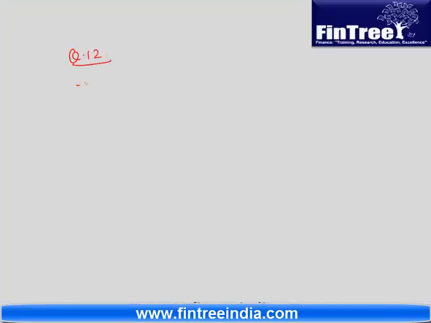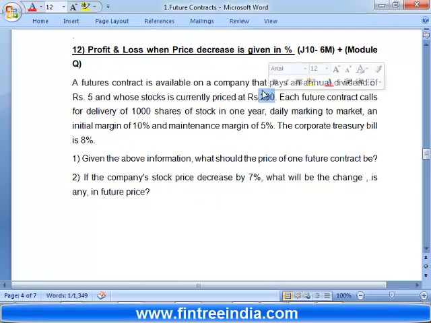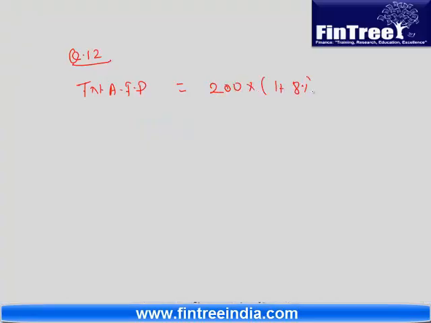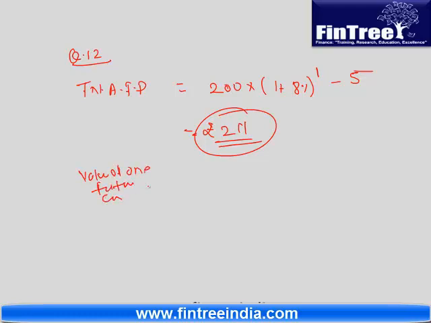So question 12. Theoretical no arbitrage future price is equal to 200 into 1 plus 8% raised to 1, minus 5, which is 211. So this is your no arbitrage future price, and then value of one future contract is equal to 211 into lot size of 1,000, which is 2,11,000. Going smooth?